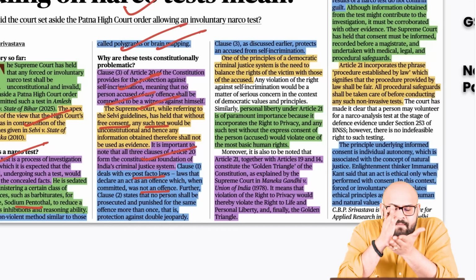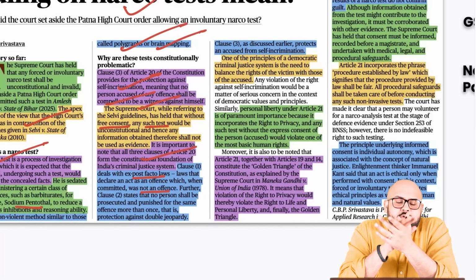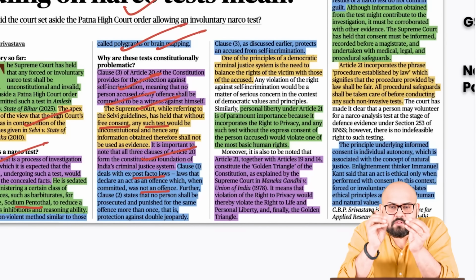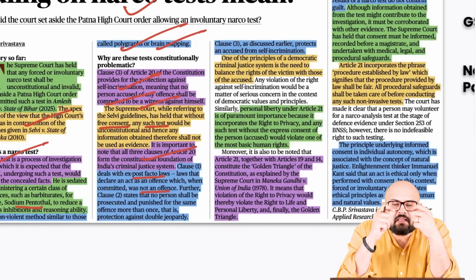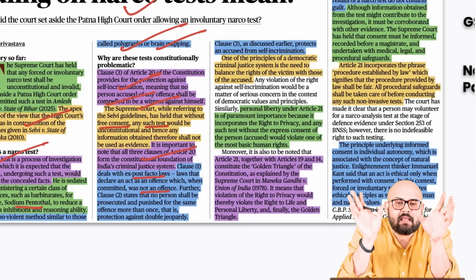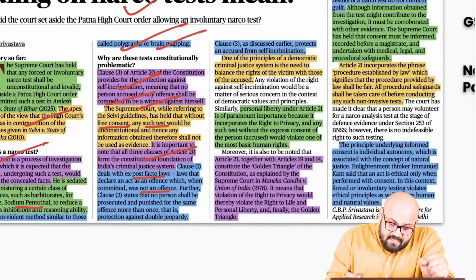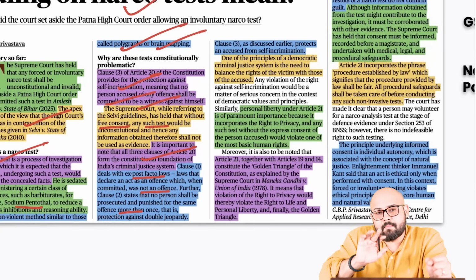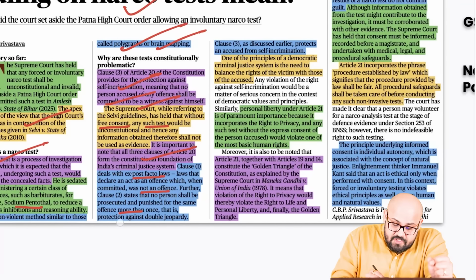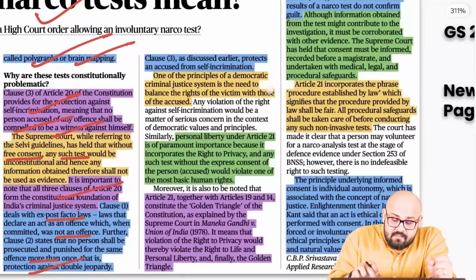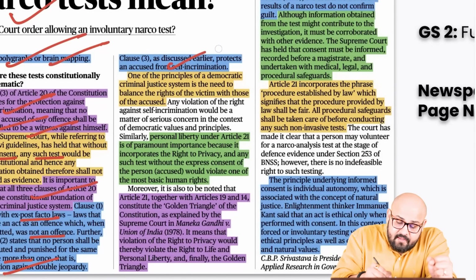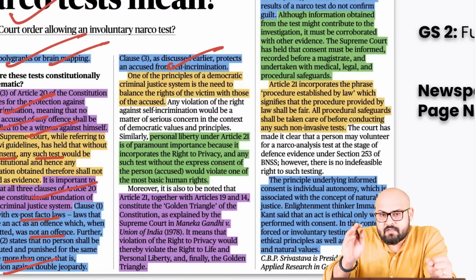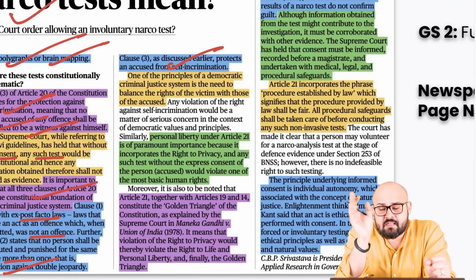If a person has done an act today which is not a crime, you cannot basically prosecute that individual. The person can only be prosecuted if you have a particular criminal law which prescribes that this is a particular crime, right? Further, clause 2 states that no person shall be prosecuted and punished for the same offense more than once. No double jeopardy. That is protection against double jeopardy. Clause 3, as I discussed earlier, protects an accused from self-incrimination. No one can be compelled to be a witness against himself.